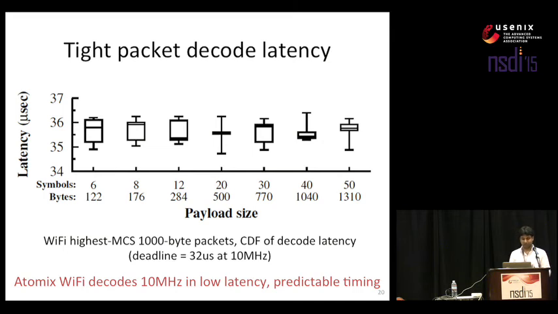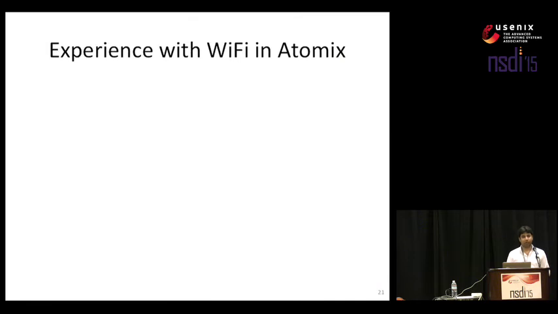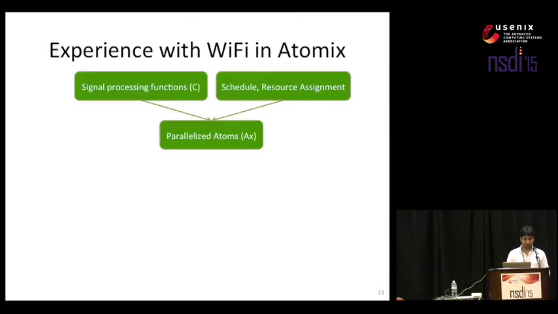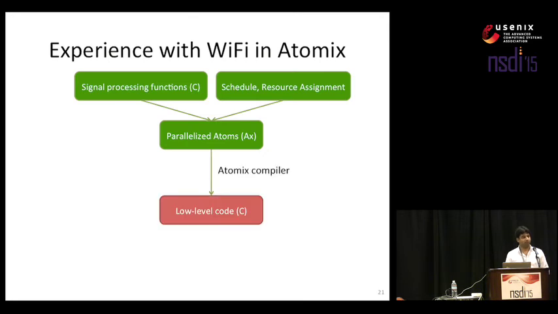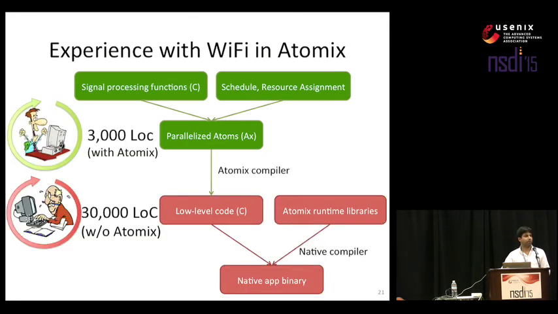So let me also just quickly summarize the development process and our experience with Wi-Fi. What you see in the green boxes here is writing code in the Atomix framework, and the red boxes show the resulting code that you would have to write if you didn't use Atomix. Right? So what you see here is that we could do the application with just 3,000 lines of code, an order of magnitude reduction over our estimate of 30,000 lines of code you would have to deal with otherwise.